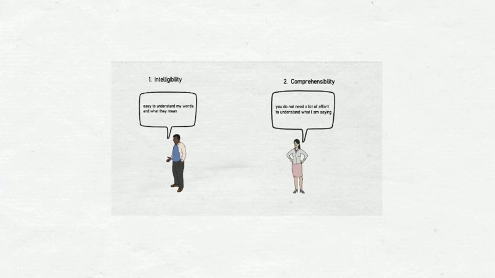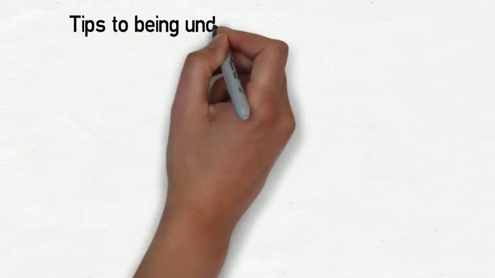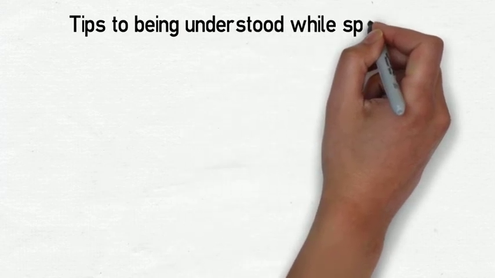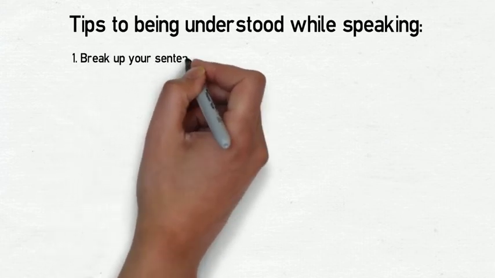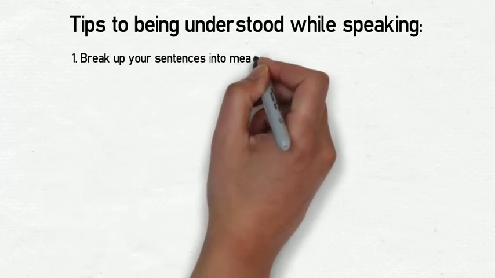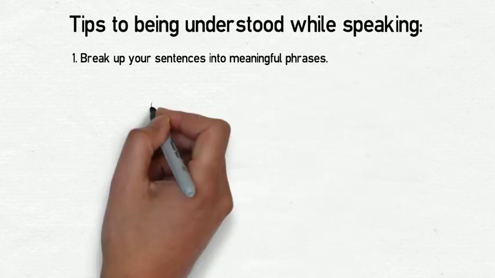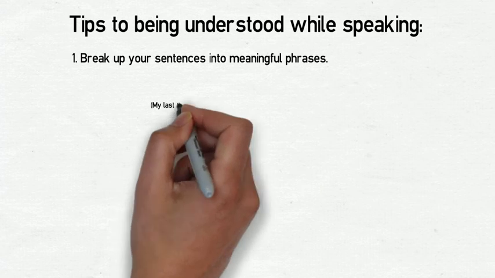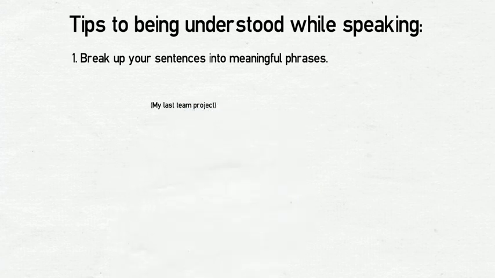Since you're still watching, here's the good stuff. Some simple tips to keep in mind if you want to be an intelligible and comprehensible speaker. First of all, try to break up your sentences into meaningful phrases or units. Usually these are grammatically structured units. For example, my last team project, pause, had challenges and successes.